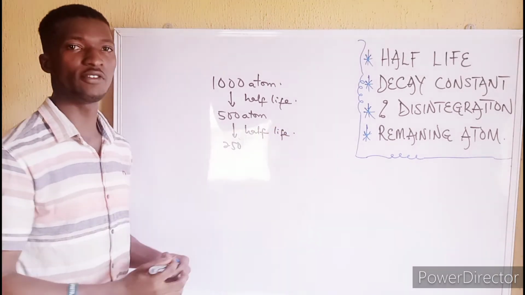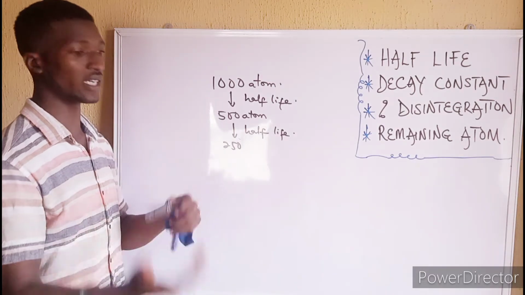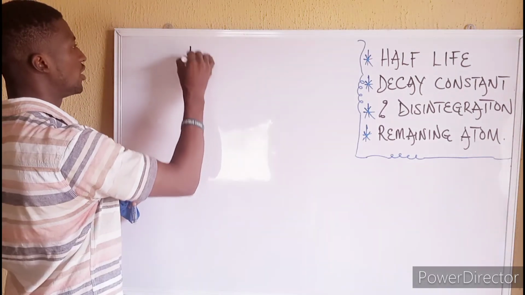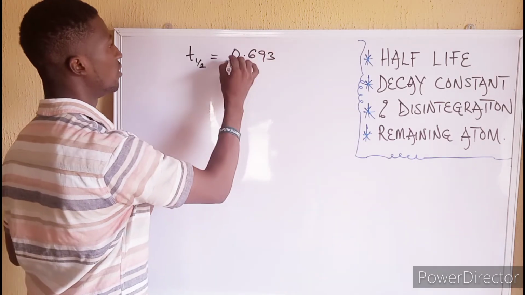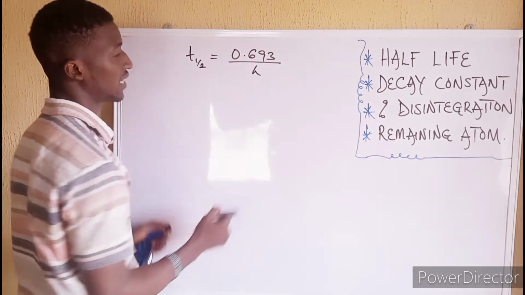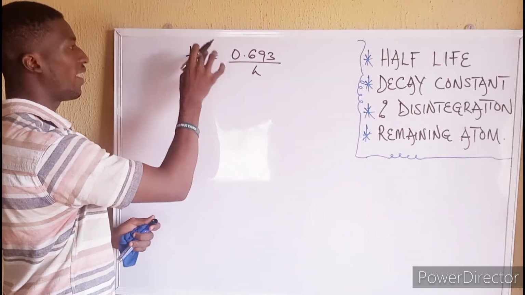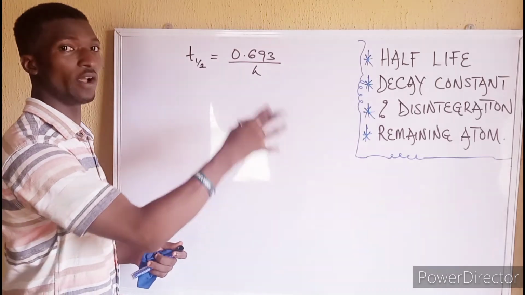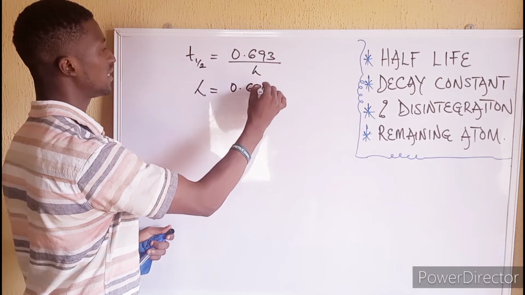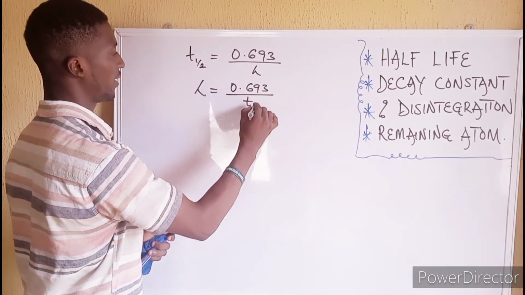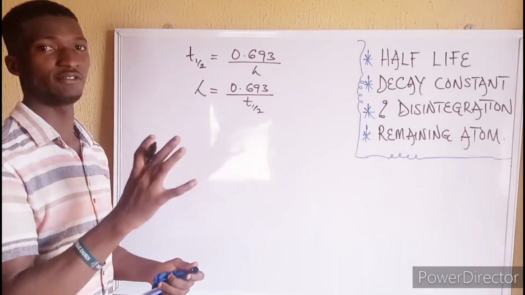Shortly, let me give you a formula which you'll be dealing with in order to calculate half-life, one that relates half-life to decay constant. Half-life of a radioactive material is equal to 0.693 over the decay constant. The other way round, you can also determine that your decay constant is equal to 0.693 over your half-life. So this is the formula to determine the half-life of a radioactive material.